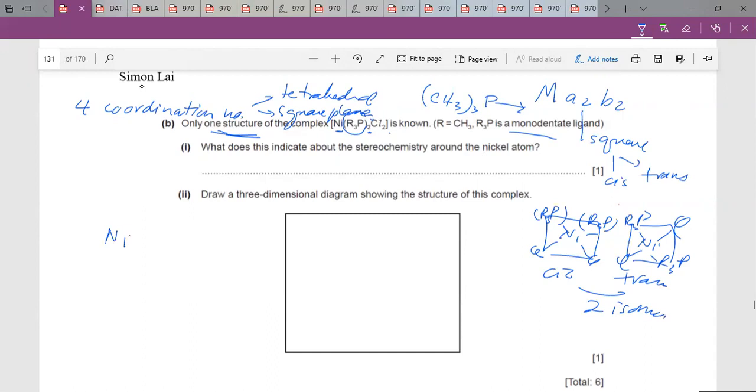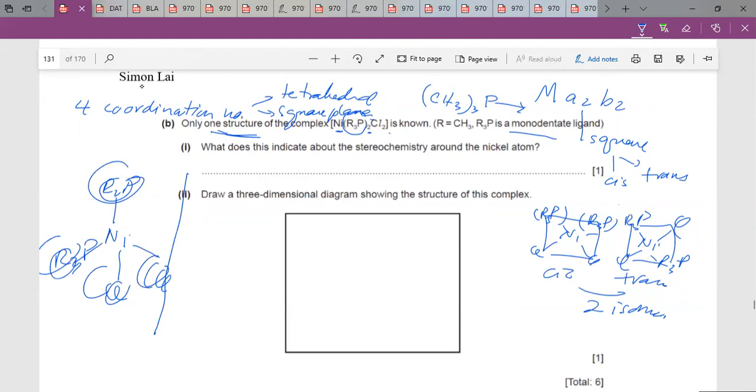See now? And for tetrahedral to have isomers, it must be optical isomers. It means it must have 4 different groups here. But there are only 2 different groups here, R3P and Cl. So sometimes nickel can be tetrahedral, but normally it's square planar. If you do a mirror image, they will superimpose, because unless the 4 groups here are different, it cannot give you optical isomers.